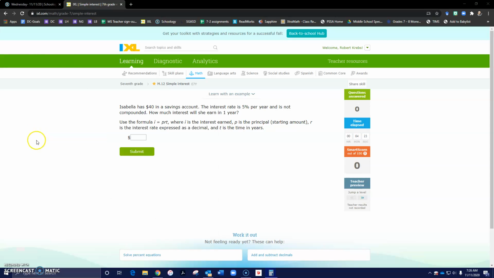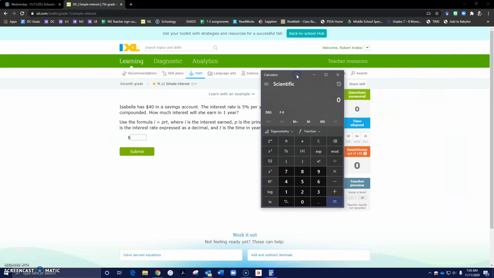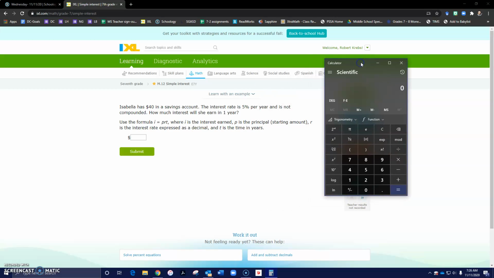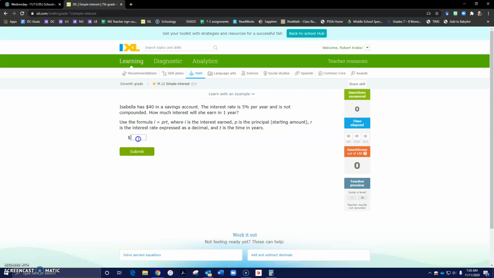So if I open my calculator here, or you can take out your calculator if you have one, interest equals principal times rate times time. So principal is the money we're starting with, which would be 40. I'm going to multiply that times the interest rate, which is 5%. Now remember, I have to put it into decimal form. So 5% as a decimal is actually 0.05. I have to slide that decimal point back 2 places. And then times the amount of time in years, which in this case is 1 year. So times 1 equals 2. So what that's telling me is that she is going to earn $2 in interest per year.